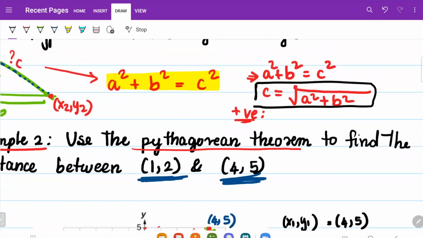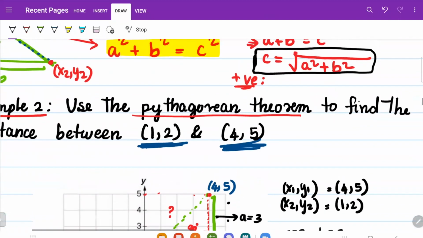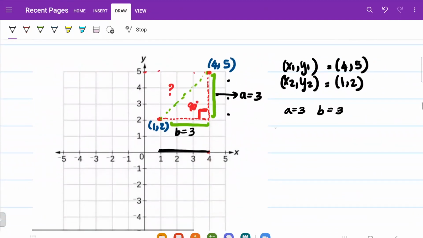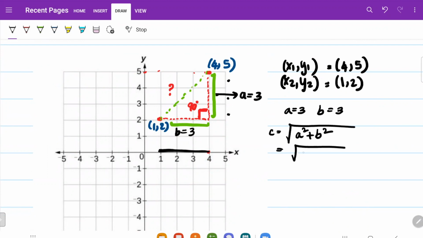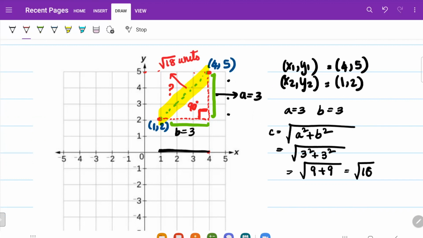As we formulated it before, C is the square root of A squared plus B squared. So C is the square root of 3 squared plus 3 squared, which is the square root of 9 plus 9, which is root of 18. So now we know the distance between this point and this point. It is root 18 units.